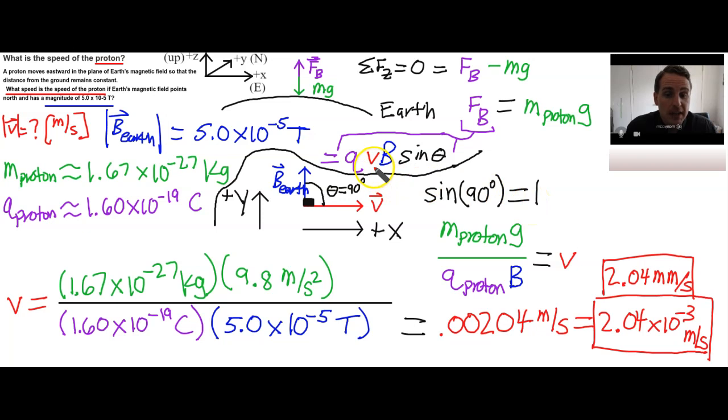So we can solve for v here by dividing by qB. And then let's substitute in the numbers as I have shown here. If we put in all the numbers as presented earlier in the problem, we should have about 0.00204 meters per second to 3 significant digits. That's 2.04 times 10 to the minus 3 meters per second. Now, how fast is that really? Well, times 10 to the minus 3 is milli for the metric prefix. This is 2.04 millimeters per second. So that's moving quite slow.